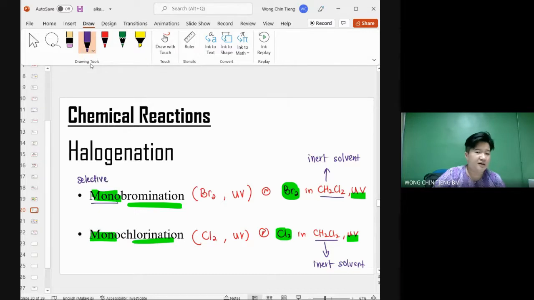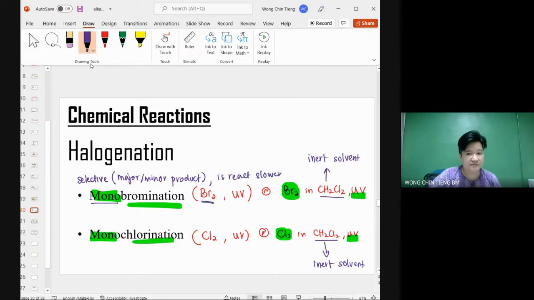Monobromination adalah selective. Okay. Alright, selective. Apa maksud selective? Selective means there will be major, minor product. Dia akan memilih siapa yang dia nak. Dia akan memilih, oh, saya nak primary atau saya nak secondary. So, dia adalah dikatakan selective. Kenapa dia boleh memilih? Because it react slower. Bromine is less reactive. Okay? Bila bromine less reactive, dia akan react slower. Dia bergerak lambat. Bila dia bergerak lambat, dia boleh pilih.